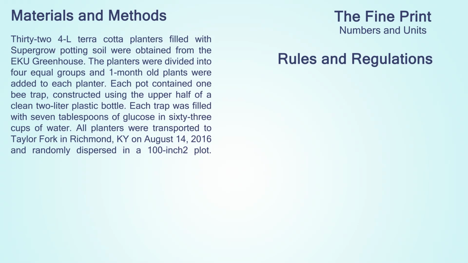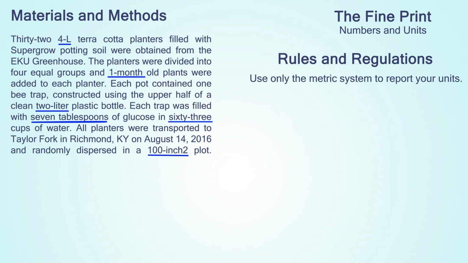Now, let's talk about the units. You'll notice that the units are in liters, months, tablespoons, cups, and square inches. Some are written in English units, and some of the units are written in metric units. Rule number 3 states to use only the metric system to report your units. Typical metric units for volume include microliters, milliliters, or liters, while typical metric units for distance or area are millimeters, centimeters, meters, or kilometers.